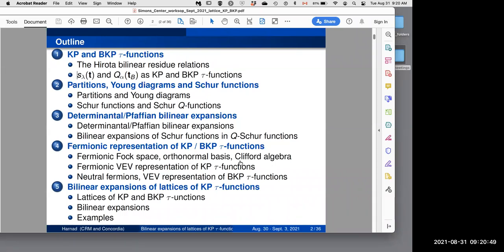But these are lattices of KP and BKP tau functions. And finally, the general formula, which allows us to expand such lattices of KP tau functions in terms of bilinear sums over products of BKP tau functions. And if there's time, I don't know, I'll try to give some examples.